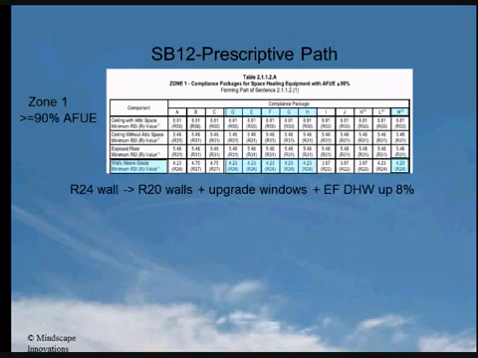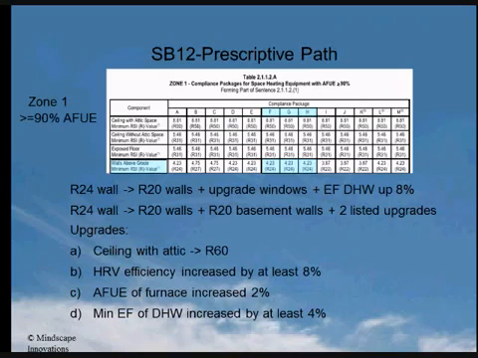For packages F, G, and H, another possible trade-off for the main walls is to increase the basement walls to a minimum of R20 and choose 2 of the listed upgrades, where option A is to increase the ceiling with attic insulation to R60, B is to increase the HRV seasonal recovery efficiency, or SRE, by at least 8%, C is to increase the minimum furnace AFUE by at least 2%, and option D is to increase the minimum energy factor for the domestic hot water by at least 4%.